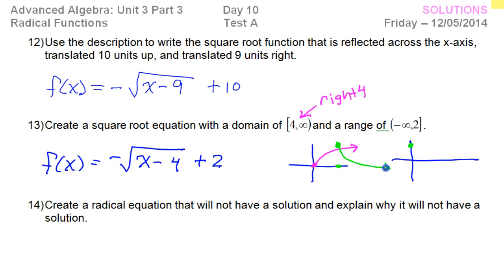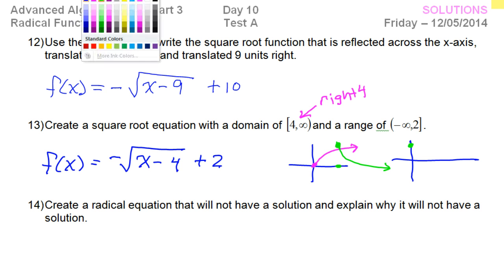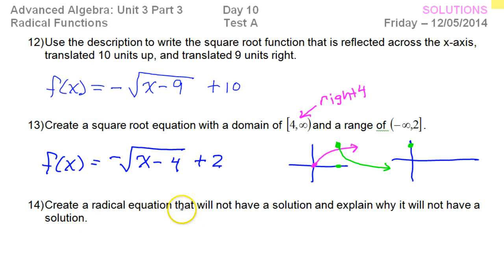Okay, so this is what it would actually look like. But here's the equation. Now, number 14, very similar. We need to create a radical equation that will, okay, it's actually not similar at all, except for, once again, we're creating an equation that fits this description. We need one that will not have a solution, and we want to explain why it won't have a solution.